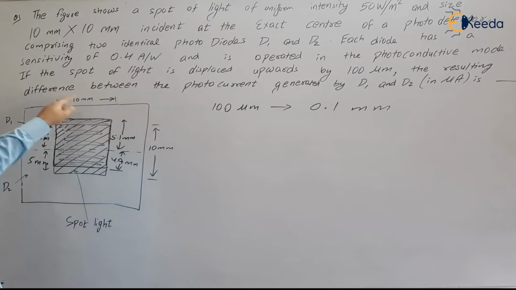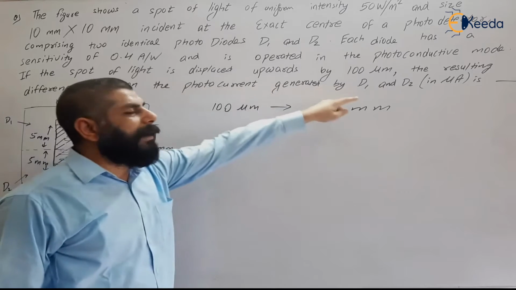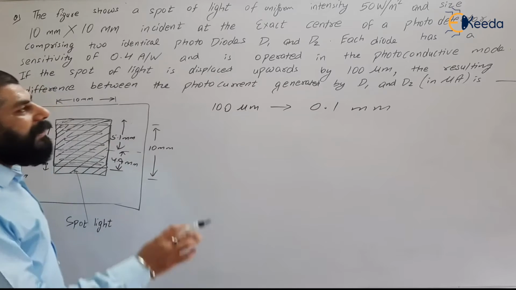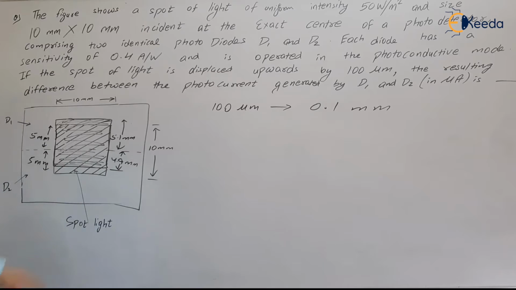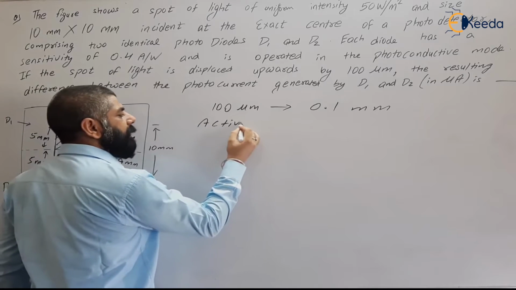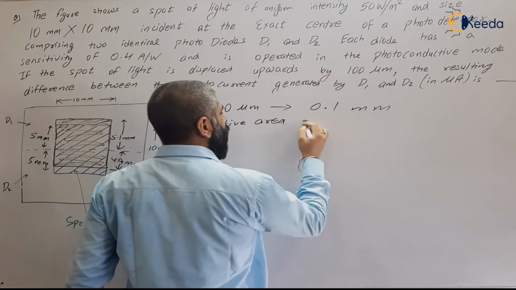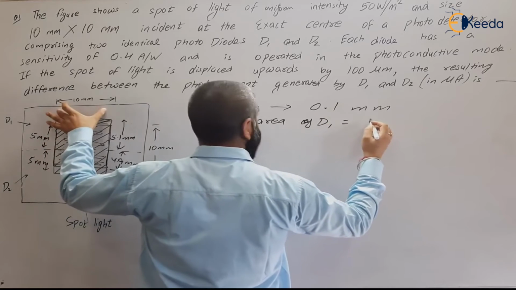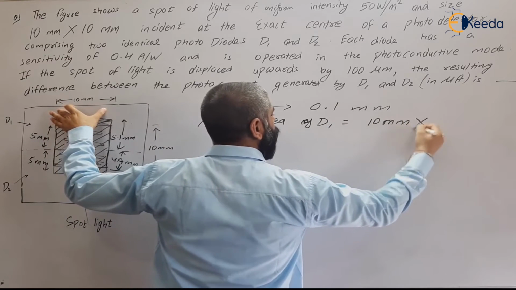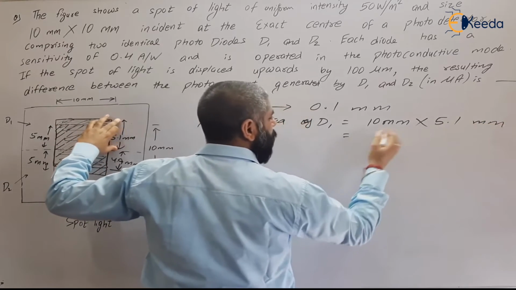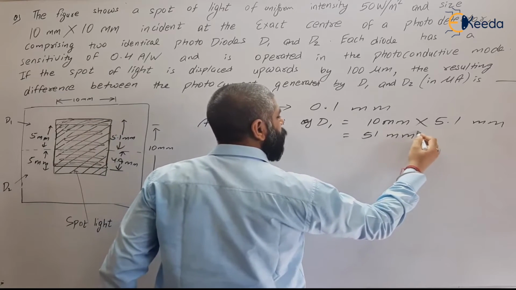Now we have to calculate the difference between the photo current generated by D1 and D2. So from the given information we will solve. First, the active area we have calculated. So active area will be 10 mm into 5.1 mm. So the active area of D1 is 10 mm into 5.1 mm. So that comes out to be 51 millimeter square.